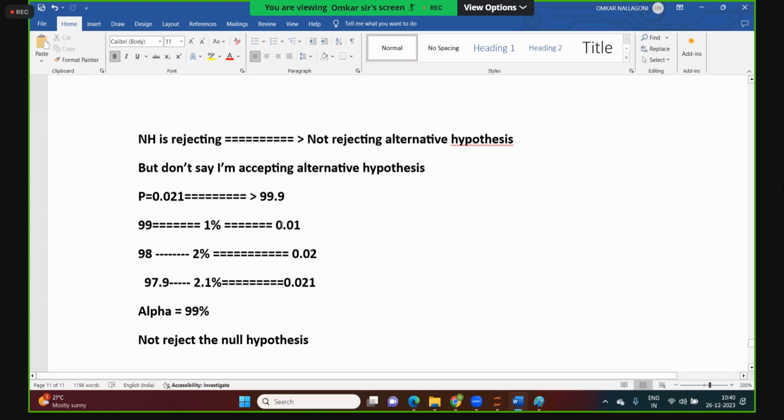1% means 0.01 or not? 0.001. Tell me, 1% means how much? Tell me, Deepak. 1% means how much, 0.01 or 0.001?